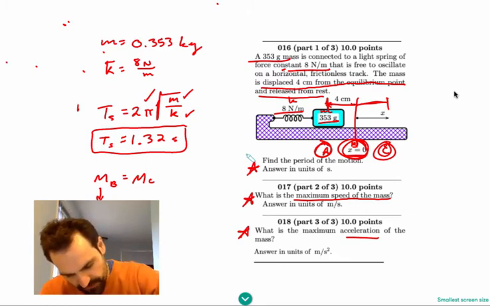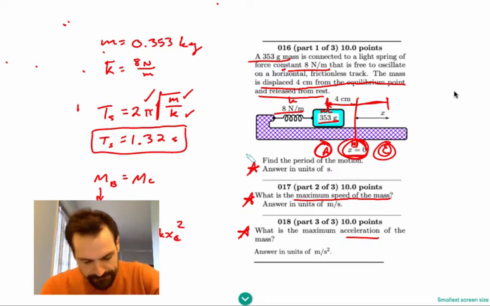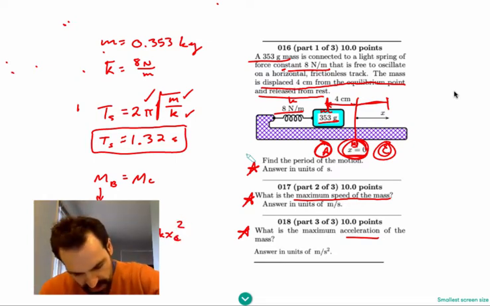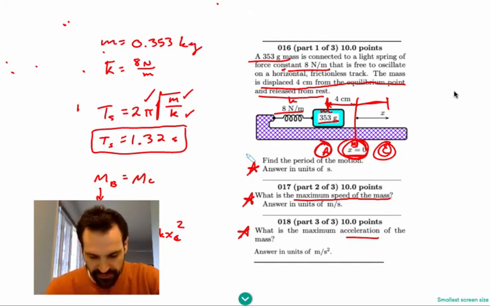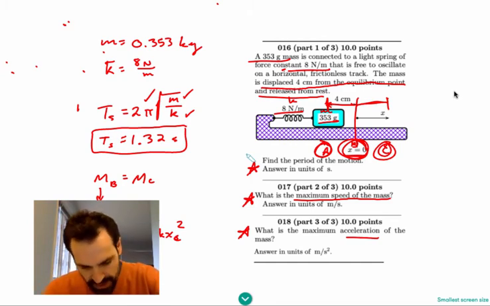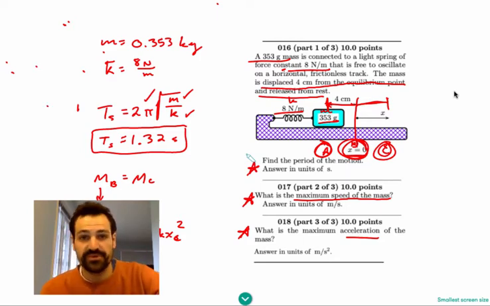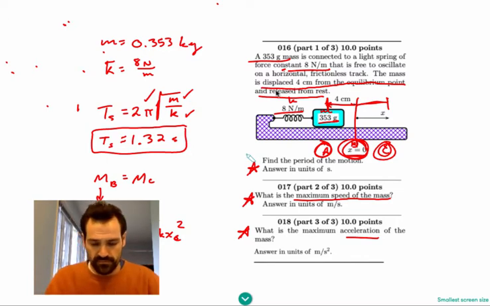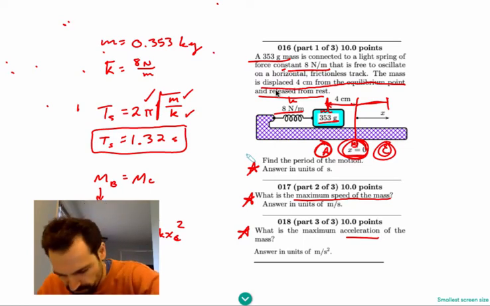So 1/2 m v_B squared equals 1/2 k x_C squared. We can cancel out our halves. That makes life a little bit easier. And we're trying to solve for velocity. So at this point, it becomes plug and chug. And when you do that, you should get an answer of 0.19 meters per second.